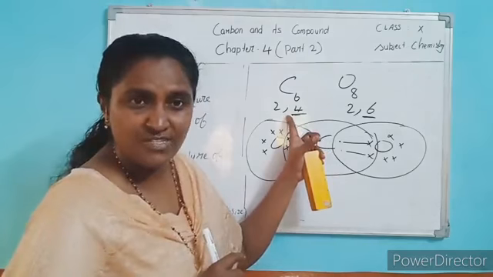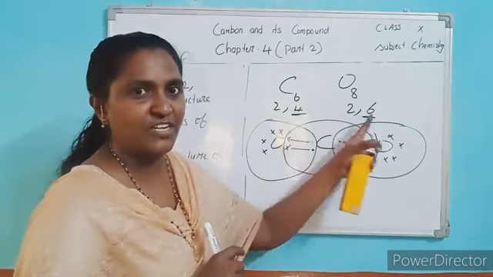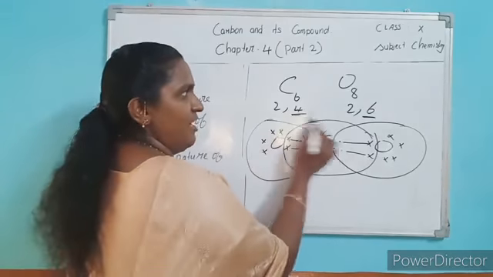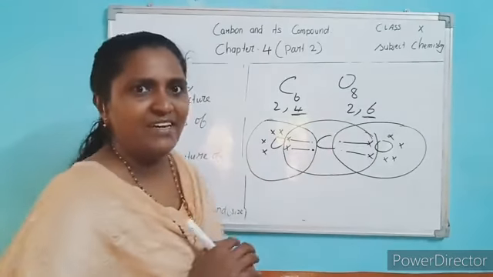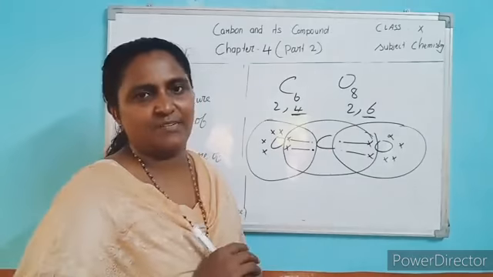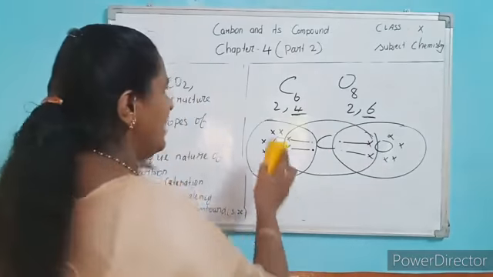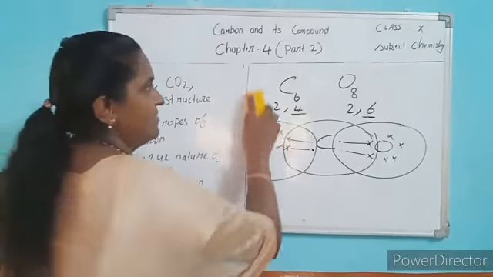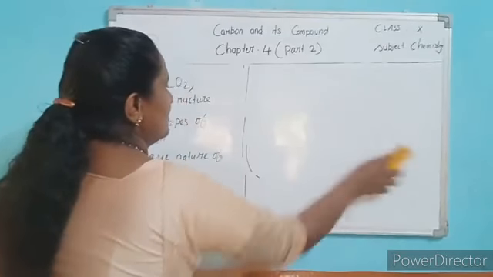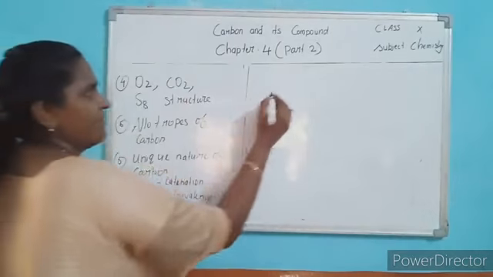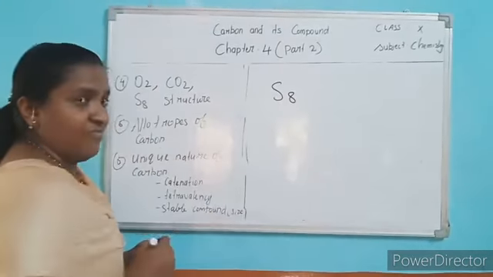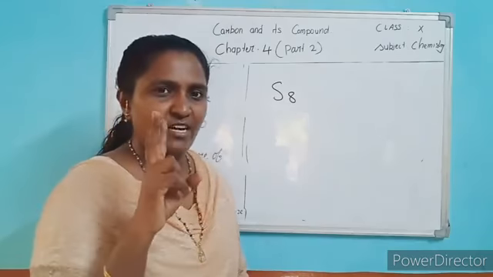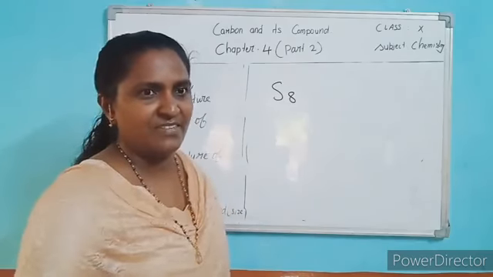First you should draw the symbol with atomic number and electronic configuration. Show the outermost electrons around that particular atom. Next one, note it down all. Next one is S8, sulfur. For drawing the structure, you can have two structures of sulfur.